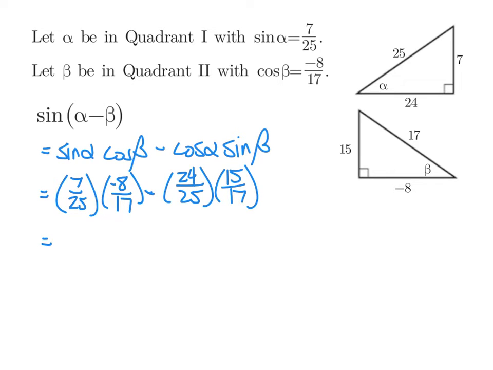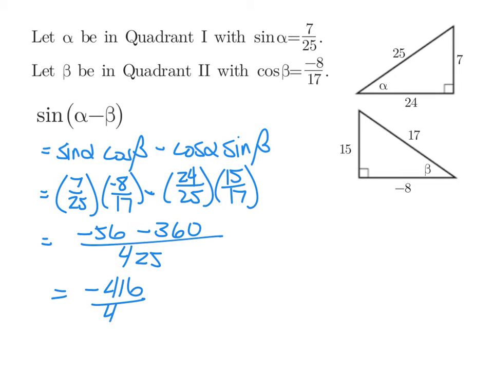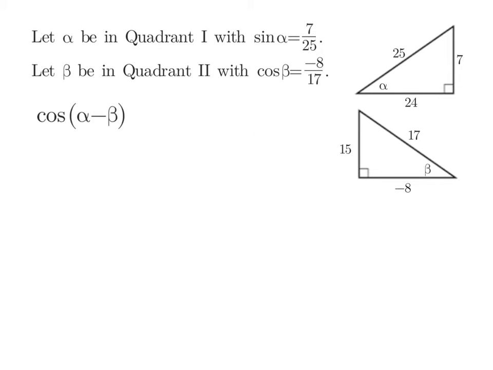Once it's all filled in, we go ahead and do the arithmetic, and again, we'll have negative 56. This time we will subtract 360 all over the common denominator of 425. That leaves us negative 416 over 425. Just for practice, let's do it again with cosine. We use the identity for cosine of alpha minus beta, and that would be cosine cosine, so cosine alpha, cosine beta, plus sine sine, sine of alpha, sine of beta.